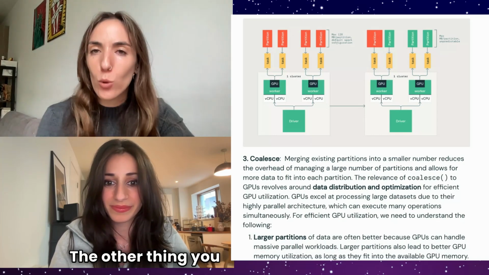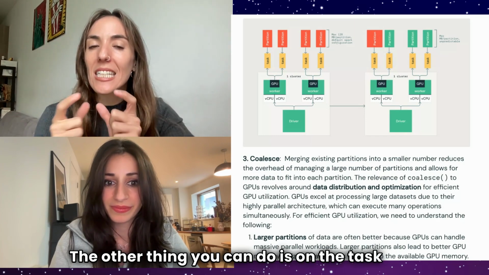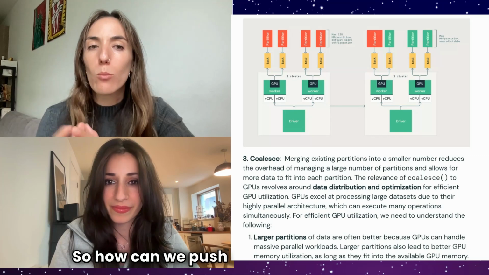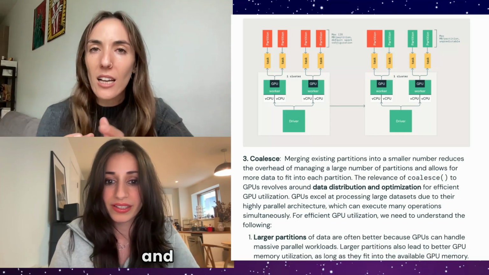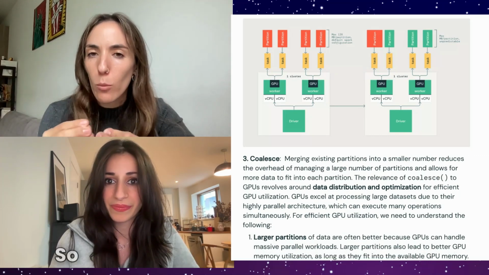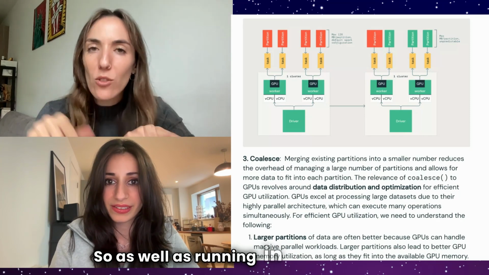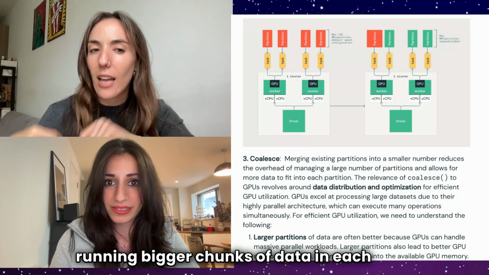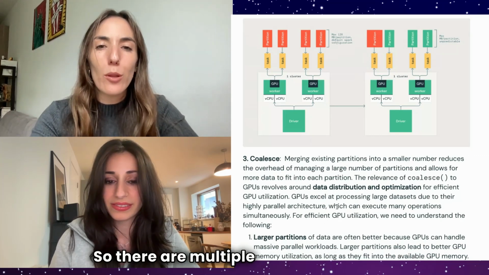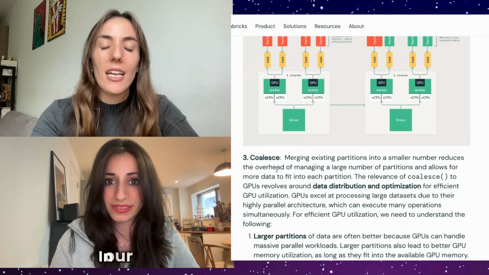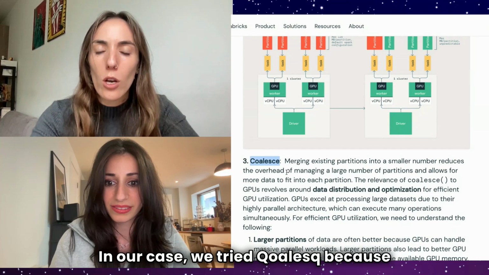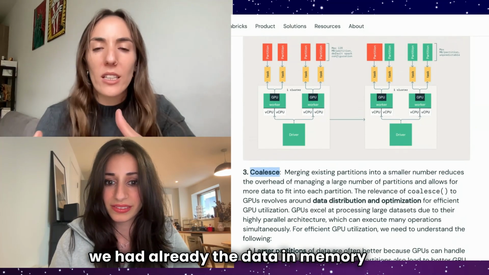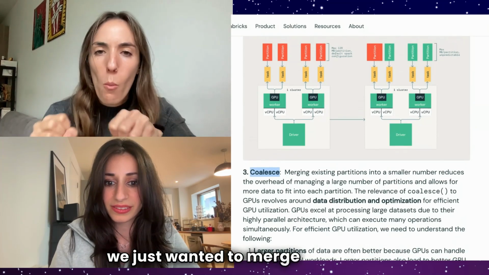The other thing you can do is on the task size. So how can we push more data into this task and make it a bigger job? So as well as running things in parallel, running bigger chunks of data in each task. There are multiple things to try here. In our case, we tried Coalesce because we had already the data in memory and we just wanted to merge partitions.